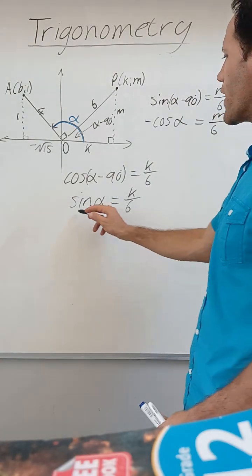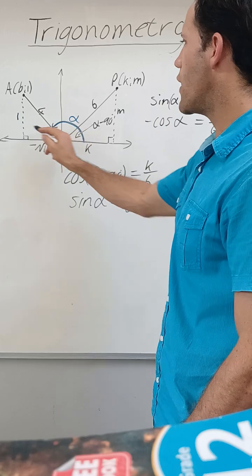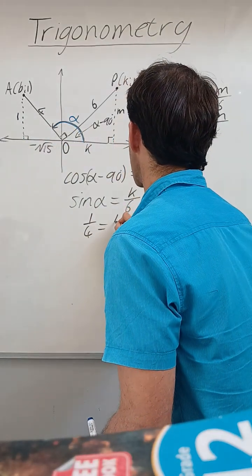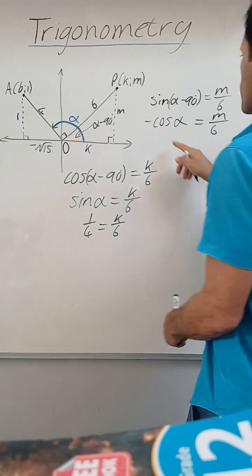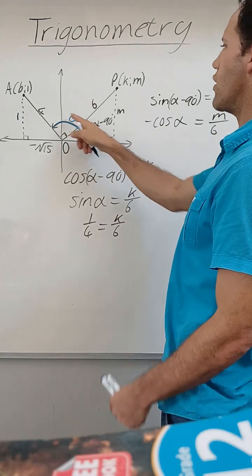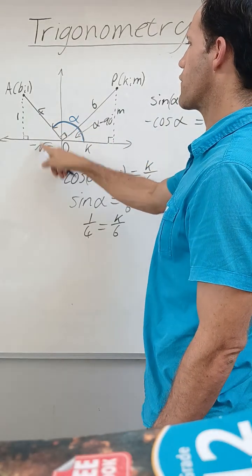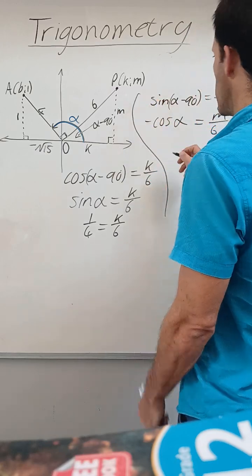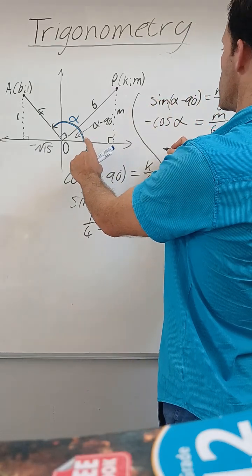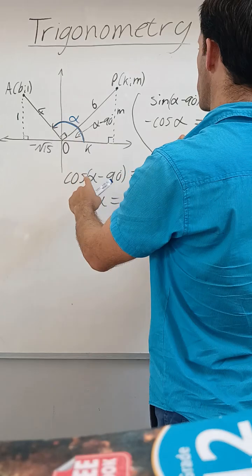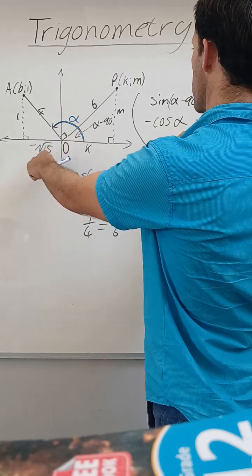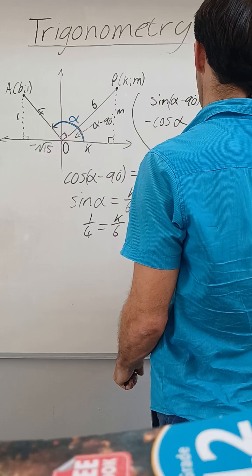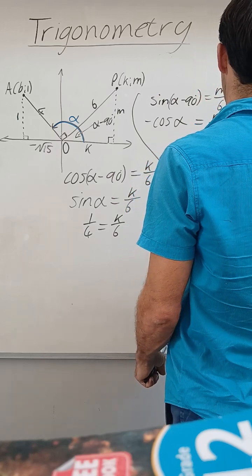But now, what did we find earlier? Sine alpha was 1 over 4. So now we can say 1 over 4 is equal to k over 6. And for this one, we said that cos alpha was negative square root of 15 over 4, adjacent over hypotenuse, so negative square root of 15 over 4 equals m over 6.